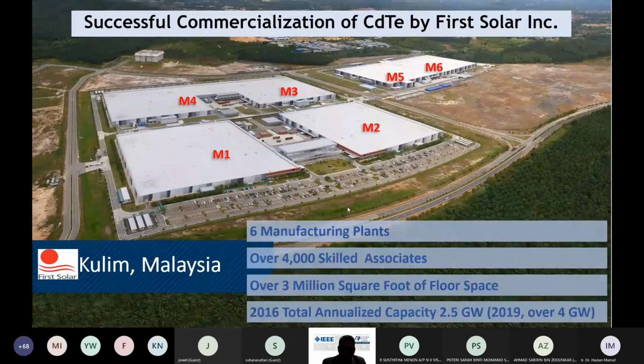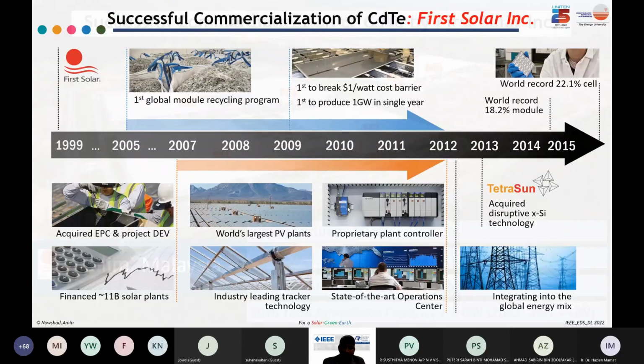What does it say? The scale says it has almost 4,000 skilled associates. They don't say workers. Okay, over 3 million square foot of floor space, and since 2016, every year they're producing over 4 gigawatt peak of annual production of solar panels. And this is the timeline of their development.